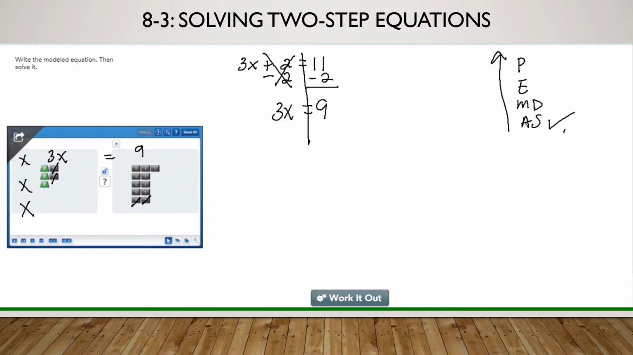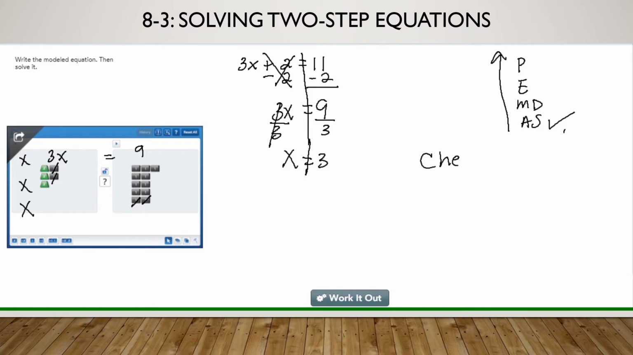So we undid addition and subtraction. Now we have to move on to multiplication and division. What's connected through multiplication or division? This 3 is connected through multiplication, and the inverse of multiplication is division. So that means we're going to have to divide by 3 on both sides of the equal sign. 3x divided by 3 is equal to x. 9 divided by 3 is equal to 3. So that means x is equal to 3.